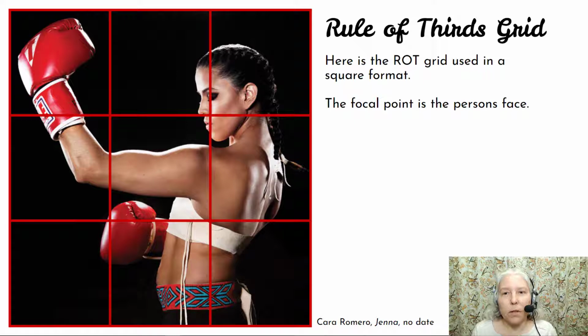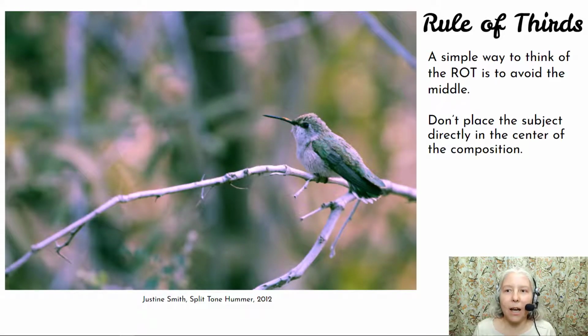Here is the Rule of Thirds used in a square format, and in this case the focal point is the person's face. So the Rule of Thirds can be adapted to all sorts of different formats. A simple way to think of the Rule of Thirds is to avoid the middle. Don't place the subject directly in the center of the composition.